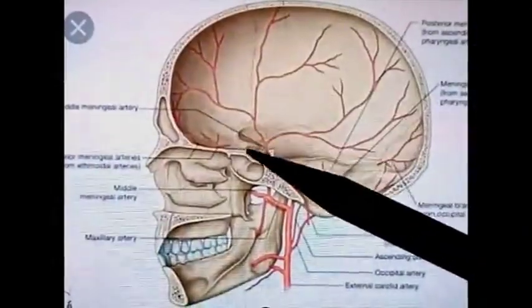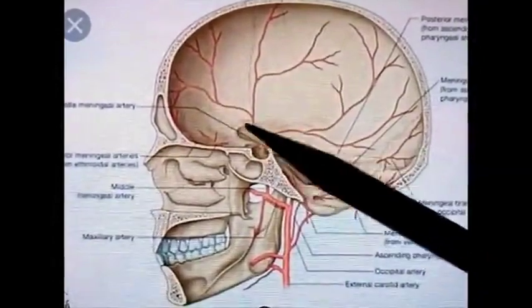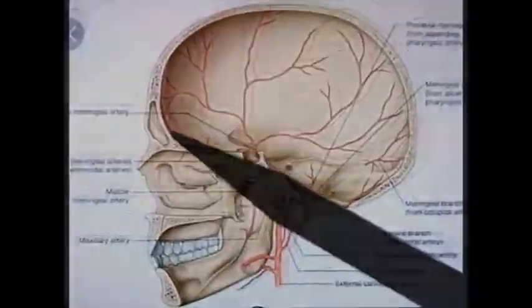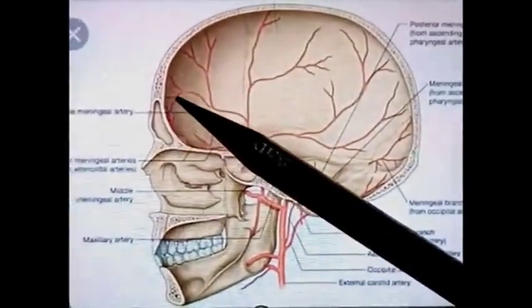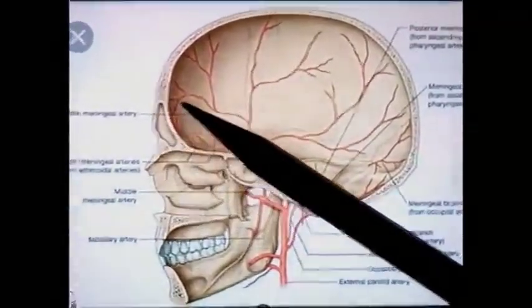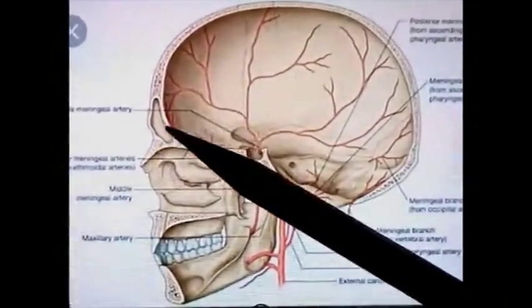Temporal branches are given in the area of the temporal fossa for its supply, and in the anterior cranial fossa it gives anastomotic branches that enter into the orbit and anastomose with the lacrimal artery.